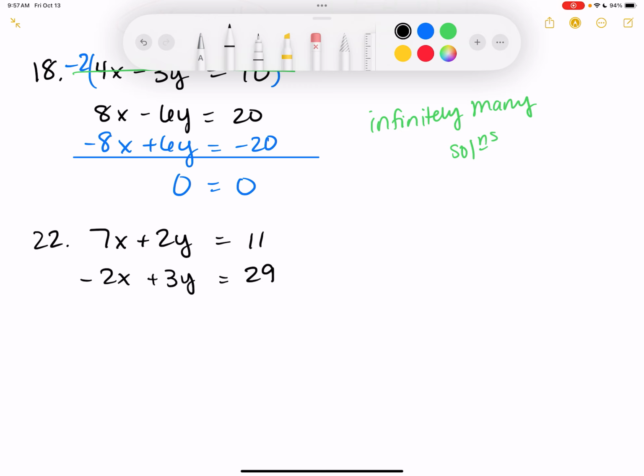Also, the one thing I didn't mention is sometimes the problem will give it to you where something will already automatically cancel, like they'll give you negative 2y and positive 2y, and you don't have to multiply by anything. It's rare at this point in your math career that they're going to do that, but it could happen. So with this one, are there any that have a number that I can visually immediately see that I can multiply by one of them to get to the other one?